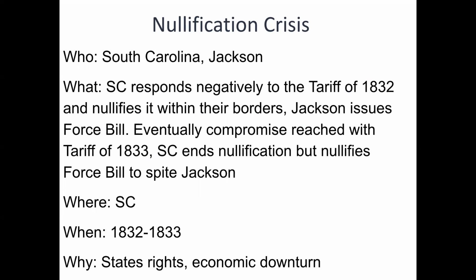Okay, so just to recap, tariff of abominations is 1828. 1832 is going to be a lower version of that, and then it's going to bring into this question of nullification. We've got the force bill. We've got this kind of a game of chicken between Calhoun and Jackson, and see who's going to blink first. And Calhoun and South Carolina do blink first, so they do not go to war over this. Again, thanks to Henry Clay for the compromise tariff.